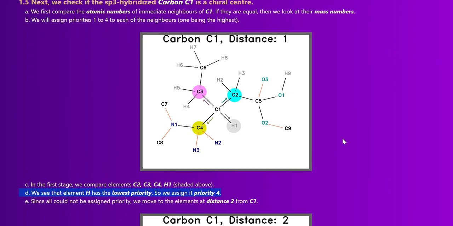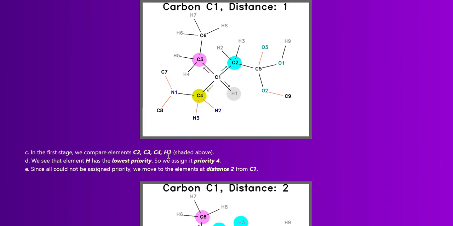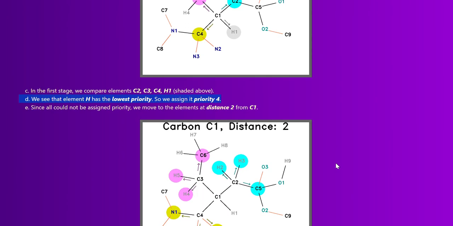Their priorities, by the way, are assigned based on the atomic numbers of the atoms. And if the atomic number is the same, for instance if there are two isotopes, hydrogen and deuterium, then it looks at the mass number. So deuterium would get a higher priority than hydrogen, and carbon would get a higher priority than hydrogen because of the atomic number. It sees that among these four atoms, hydrogen has the lowest priority, so it definitely assigns it priority 4. For the other three carbons, there is no tie break at this stage.